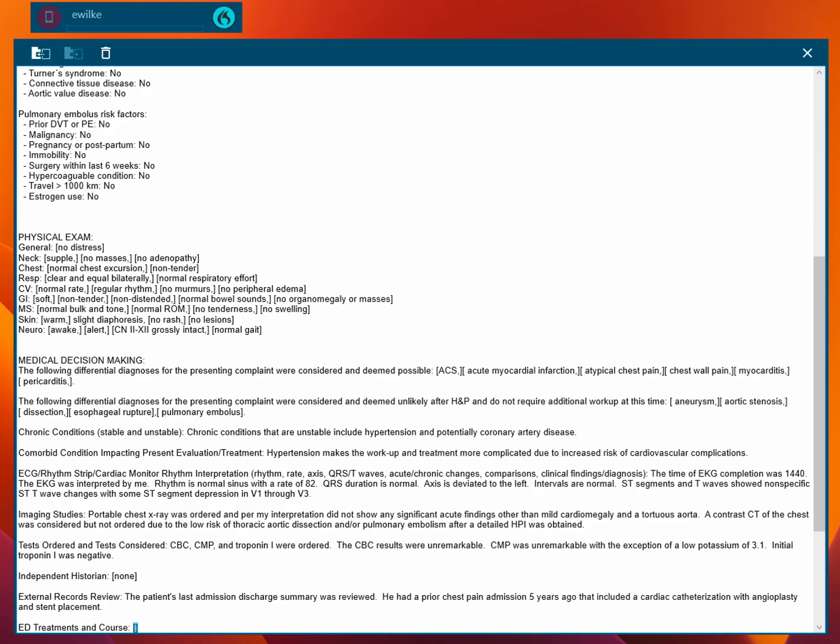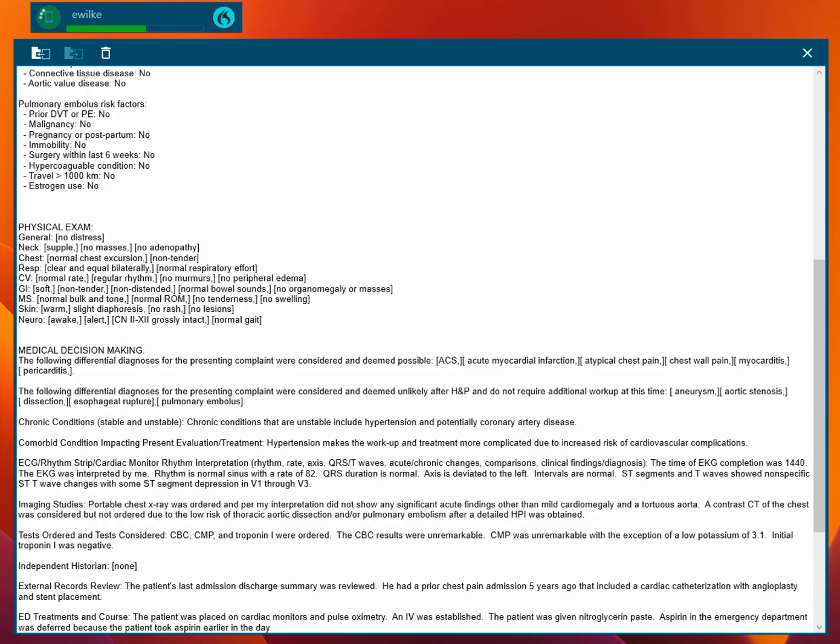The patient was placed on cardiac monitors and pulse oximetry. An IV was established. The patient was given nitroglycerin paste. Aspirin in the emergency department was deferred because the patient took aspirin earlier in the day. Lovenox subcutaneous was administered. Oral beta blockers were given. HEART score was 7 (high risk).